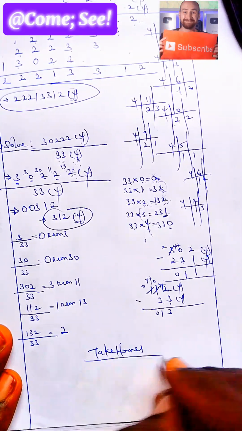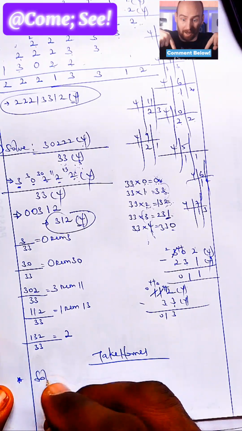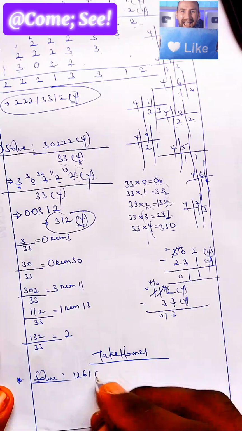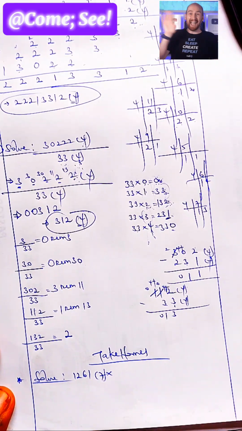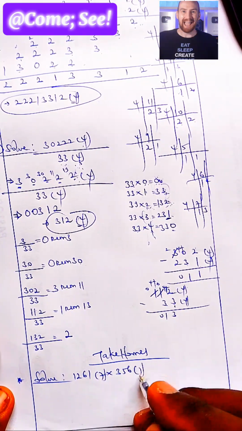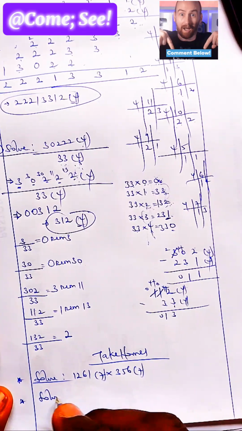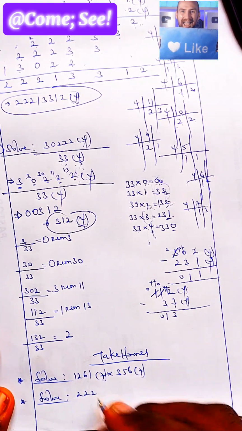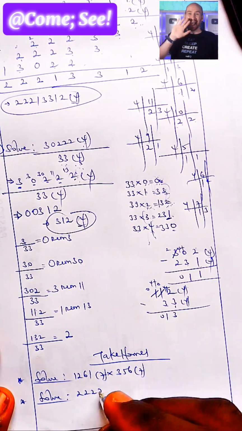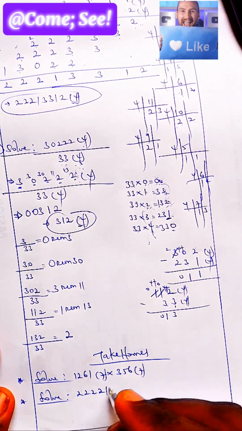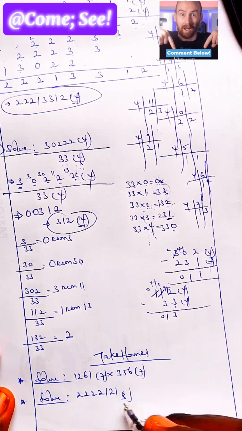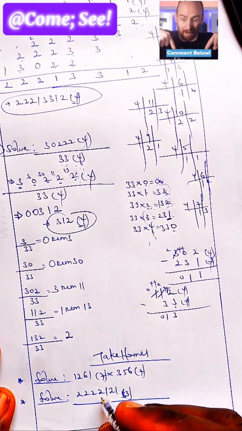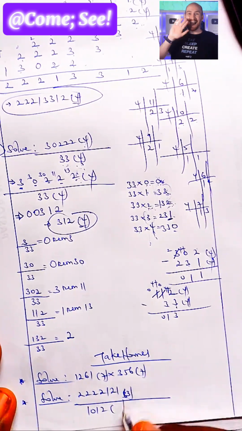Try this question for me. Solve these questions. Solve 1261 in base 7 times 356 in base 7. The second question you have to solve for me: solve 222121 in base 3 divided by 1012 in base 3.